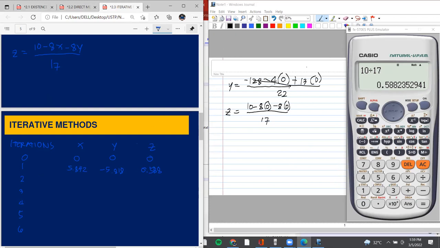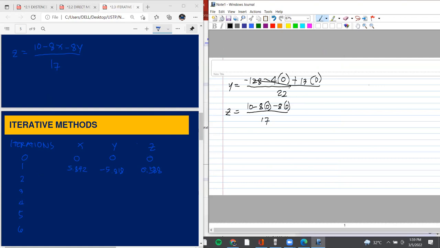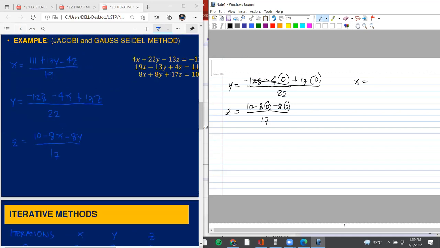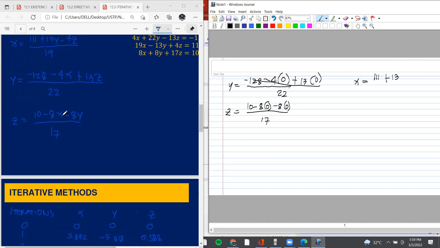Okay. So after that, sa second iteration, since na natay bagong value ni x, y, and z, muna po datong gamiton diri. So next sa x, this is for the second iteration. We have 111 plus 13 times the value of y from the first iteration, 5.842, minus 4 times 0.588 over 19.